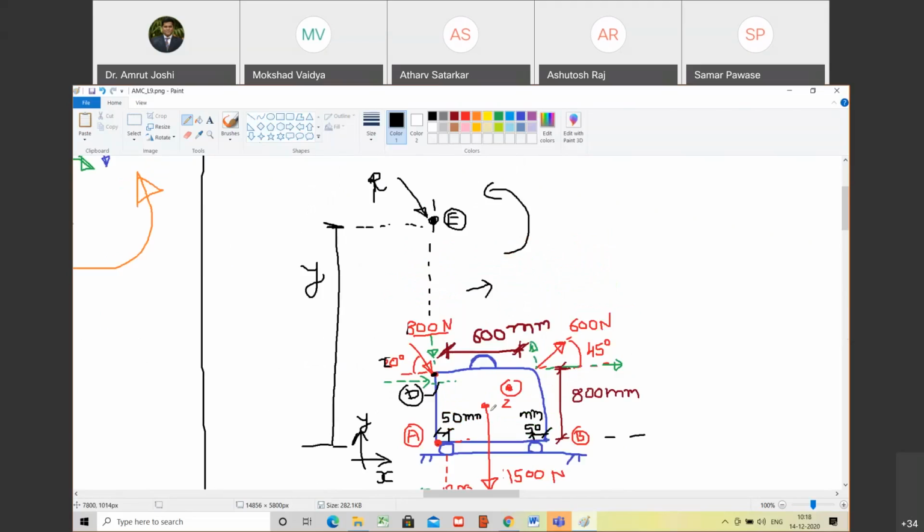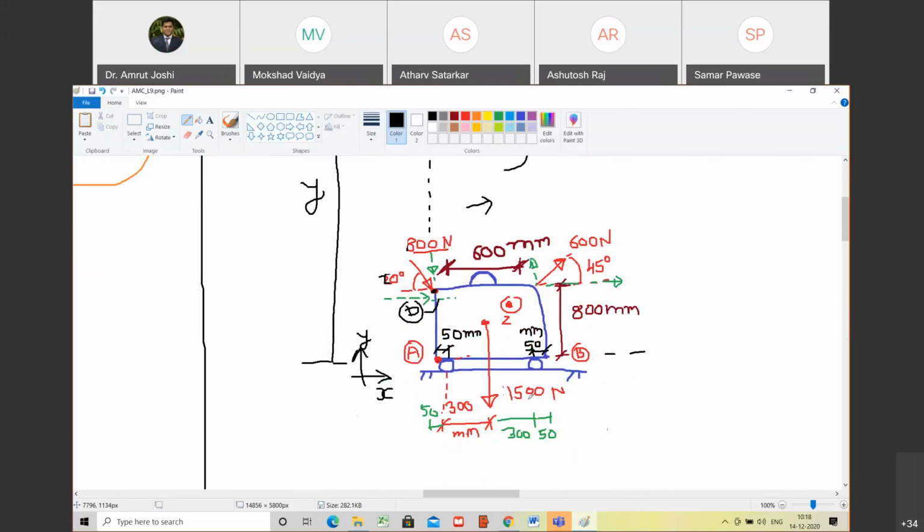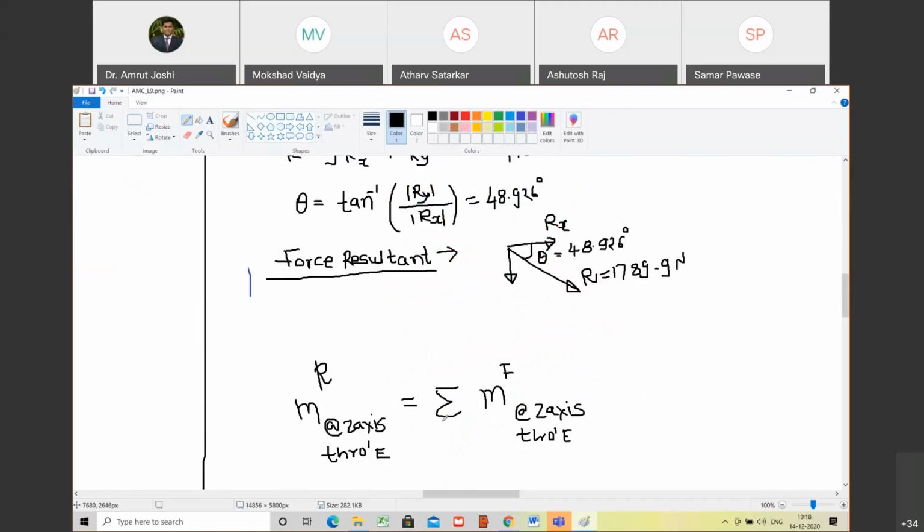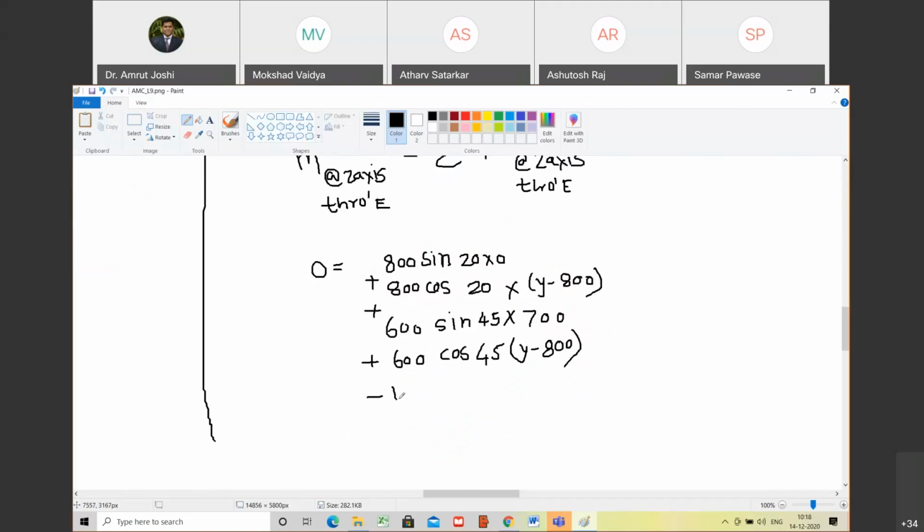What about this component 1500? It is producing clockwise movement about E. Agreed? Yes, sir. And how much is that moment? 1500 into 350. So minus 1500 into 350. This is ought to be 0.